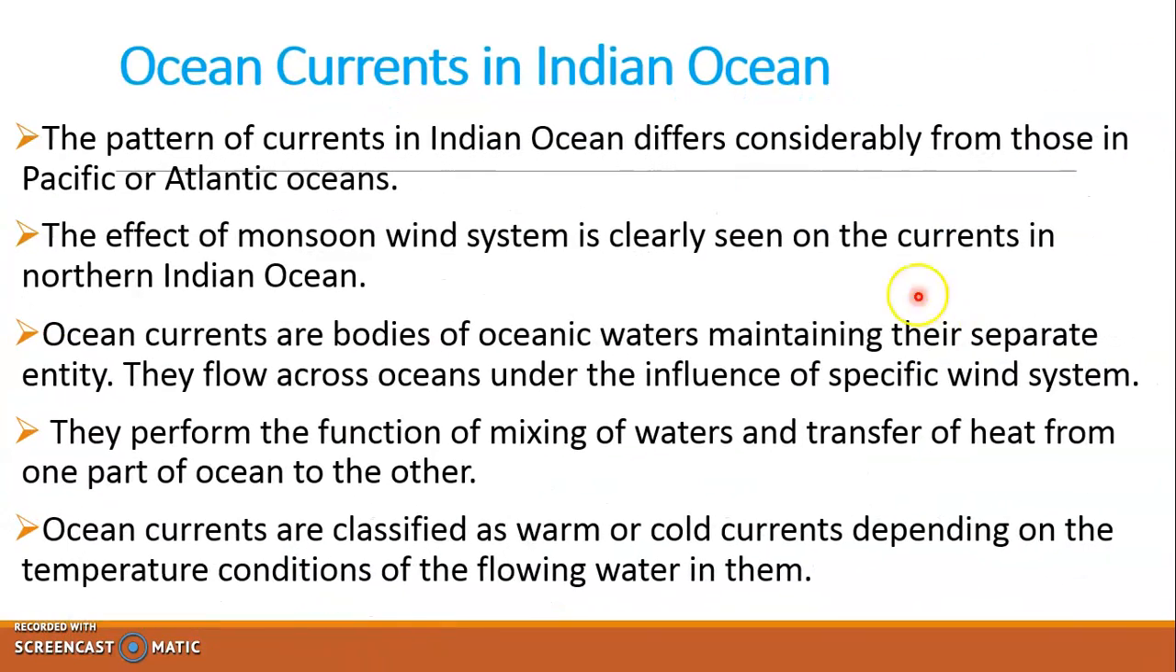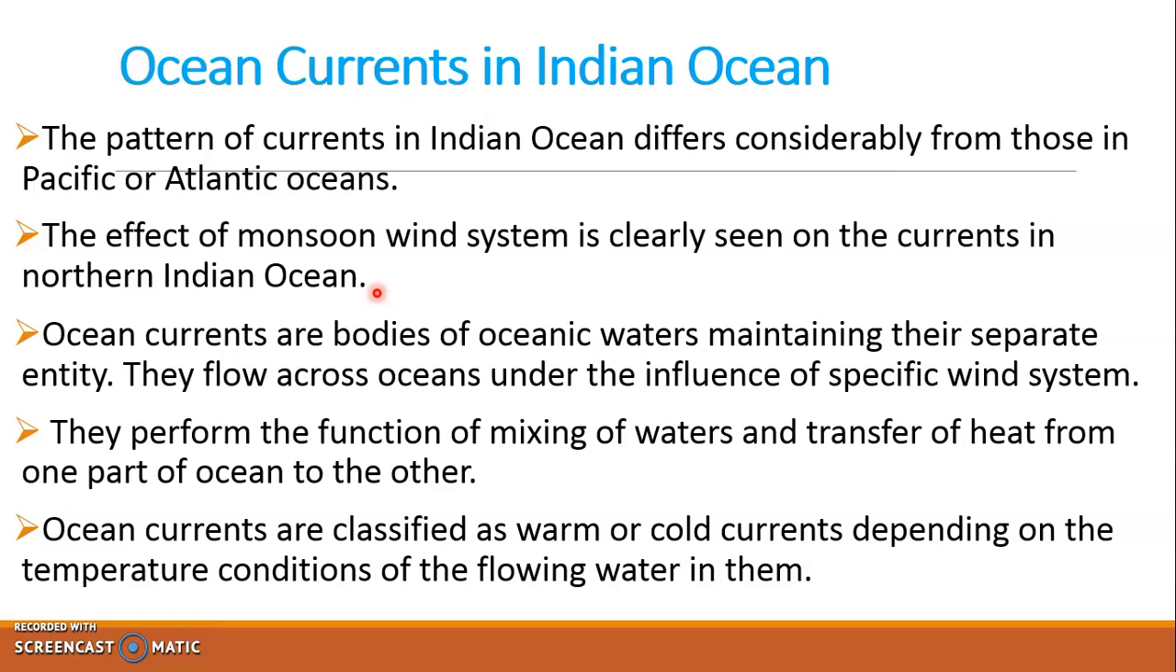So we'll see about ocean currents in the Indian Ocean. The pattern of currents in the Indian Ocean differs considerably from those in the Pacific and Atlantic Ocean. So each and every ocean has its own pattern. You cannot say that the pattern which the Pacific Ocean has or the pattern which the Atlantic Ocean has, the same will be followed with the Indian Ocean. No. The effect of monsoon wind system is clearly seen on the currents in the northern Indian Ocean.